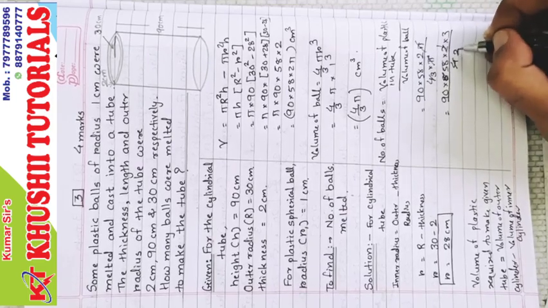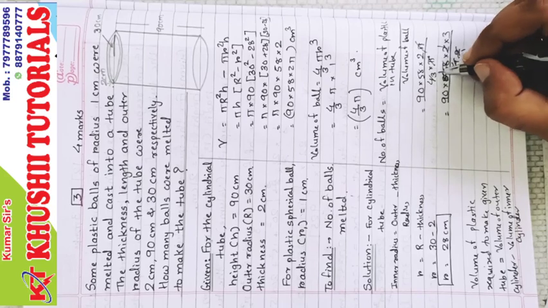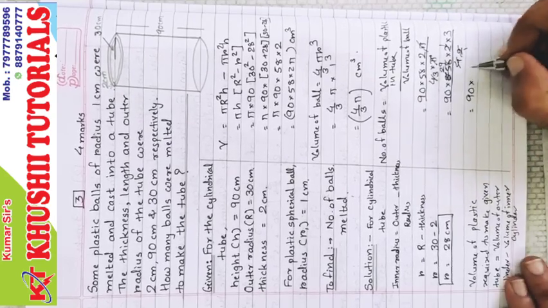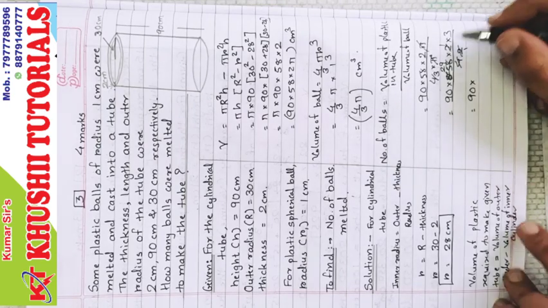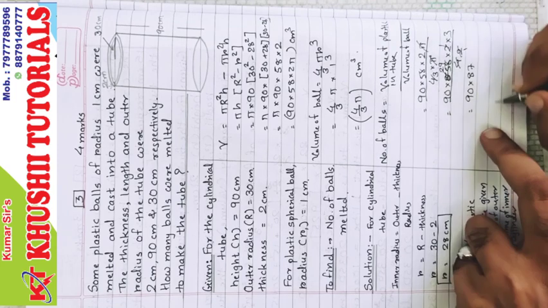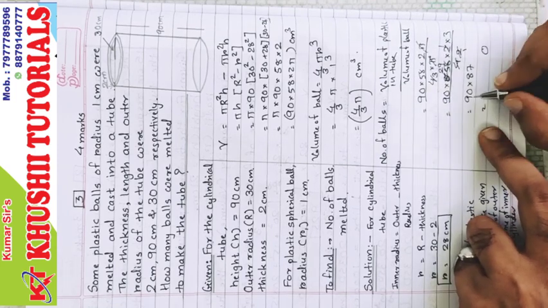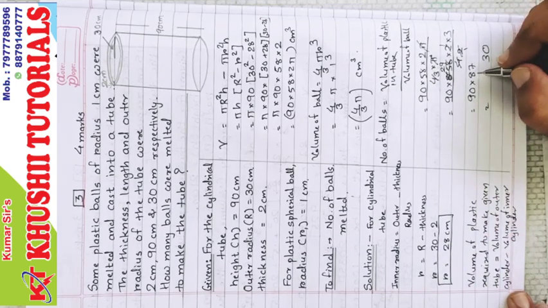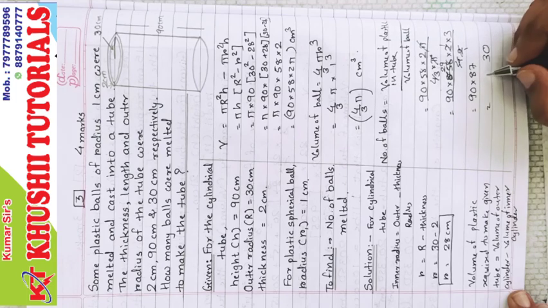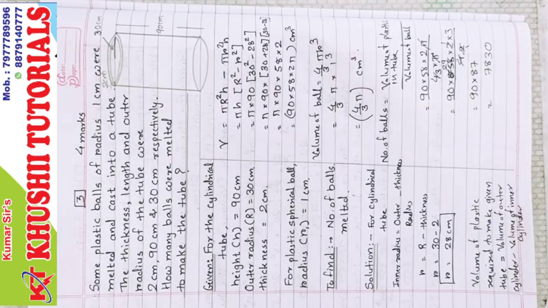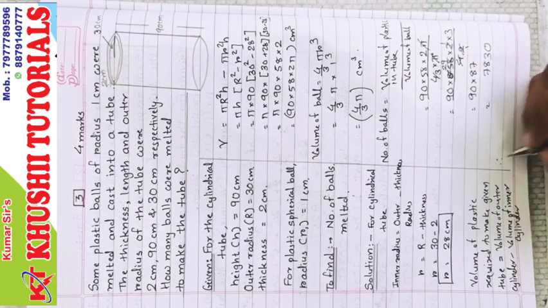2 1s are 2, 2 2s are 2, 1s are 2, 2s are 4, 2 9s are 18. So 90 into 29, 3s are 87, 3 3s are 90 minus 3, 87, so 87 and 0. 7 9s are 63, so 6, 9 8s are 72, 72 and 6 78, 7 8 3 0. So number of balls which are melted to form tube is 7830.